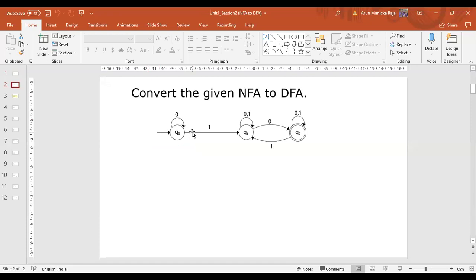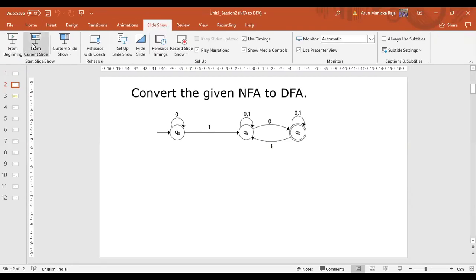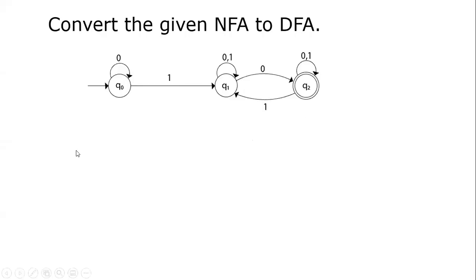Now please tell me, is this automata an NFA or a DFA? Students? This problem is NFA or DFA? NFA, ma'am. How can you say? Q1 goes to Q1 from 0 and Q2 also from 0. Okay, fine. So this is an NFA.